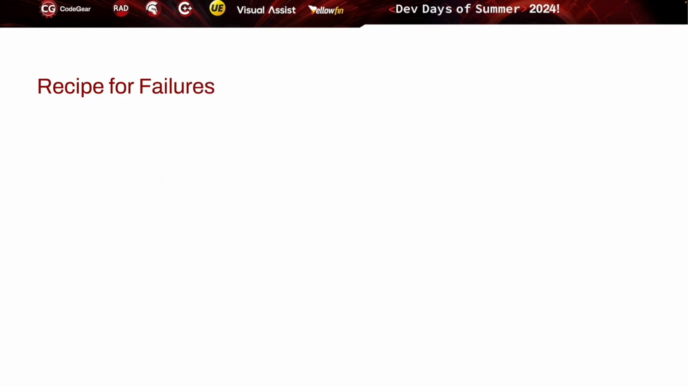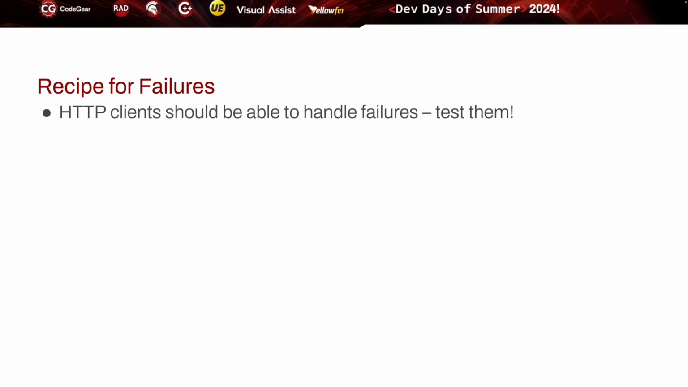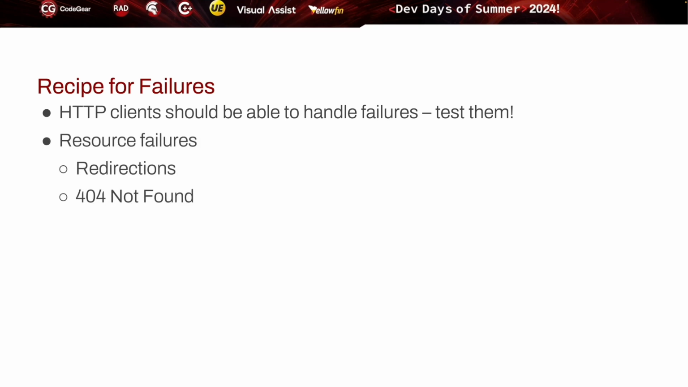Okay, so let's quickly have a look at failures. So you need to have a recipe for failures. HTTP clients should be able to handle failures, test them. And as an example, your resource failures are going to be things like redirections. If that's things in the 300 area, 301 and so on, 302 and whatever. And then you've got the one we all know. I think everyone in the street, whether they work in computers or not, knows a 404 not found. We've all seen one.